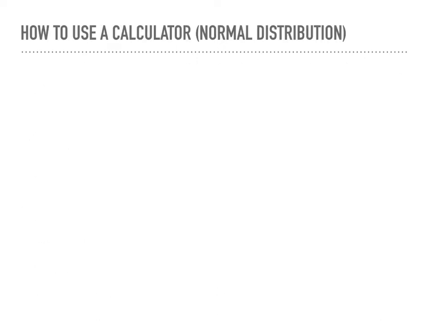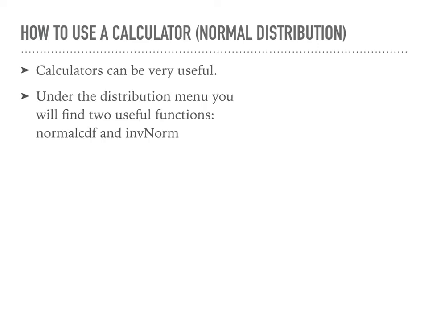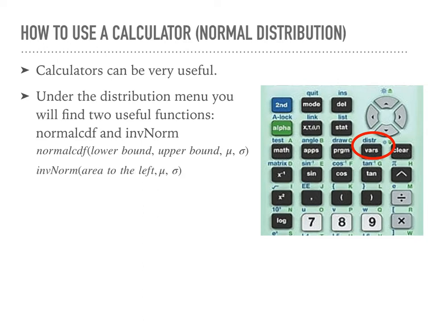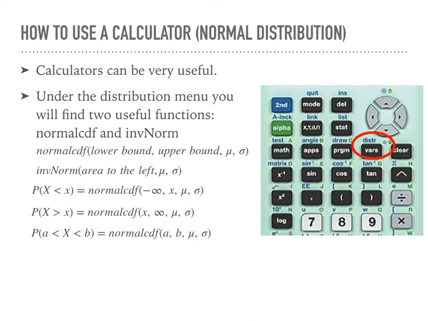So how are we going to use our calculator for the normal distribution? Well, calculators can be very useful. Underneath the distribution menu, you will find 2 useful functions, normal CDF and inverse norm. So when entering normal CDF, you're going to need your lower bound, your upper bound, mu and sigma. And when doing inverse norm, you need the area to the left, mu and sigma. Now here's just a guide for how to type these in.